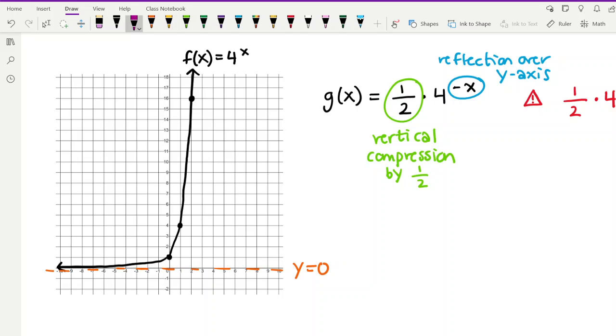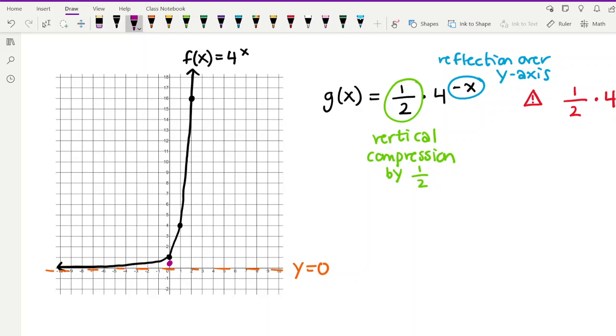So the point that was originally at 0, 1, that's going to go down to 0, 1/2, right? If we multiply the y coordinate by 1/2. And then that one is not going to go anywhere when we do the reflection because if we multiply the x coordinate by -1 or try to flip the sign, it stays 0.